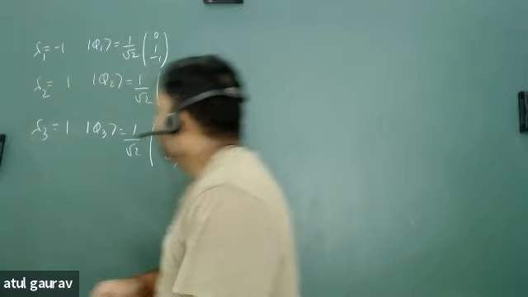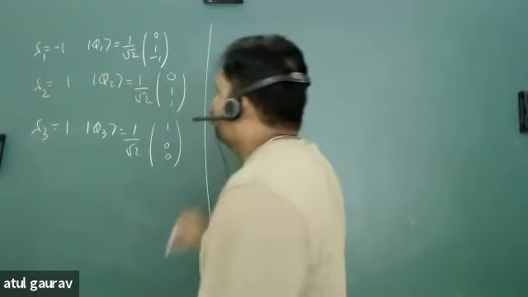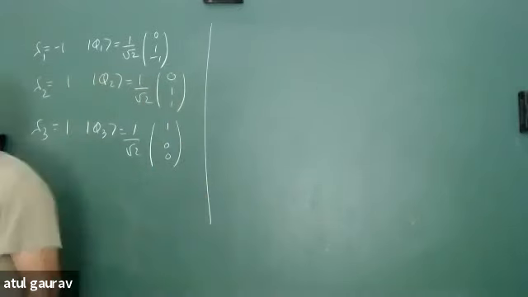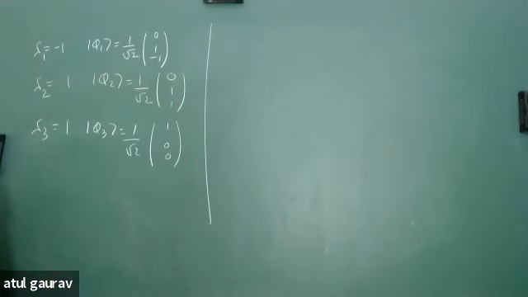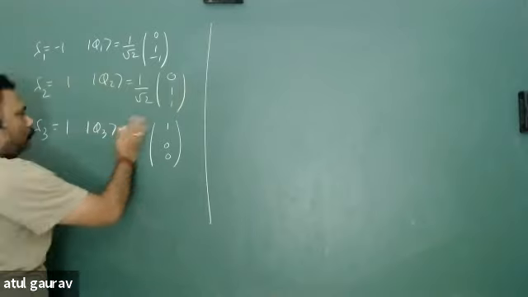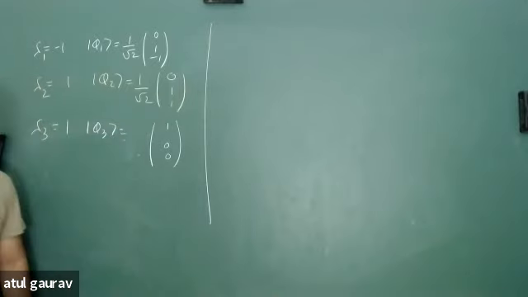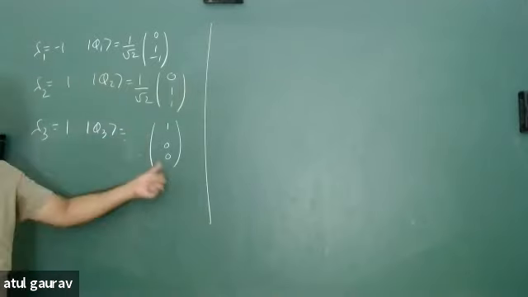Hello, sir, just a minute. Yes. Sir, why is 1/√2 written in this phi 3? Sorry, the normalization will not be root 2. Sorry, it will be 1, 1. Good, thank you. Okay. So phi 3 will be 1, 0, 0.